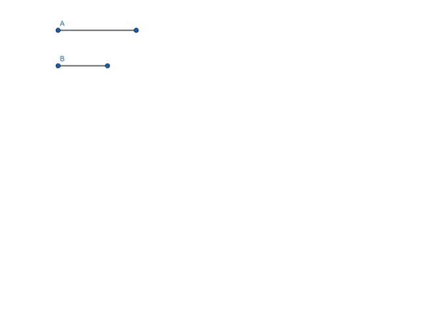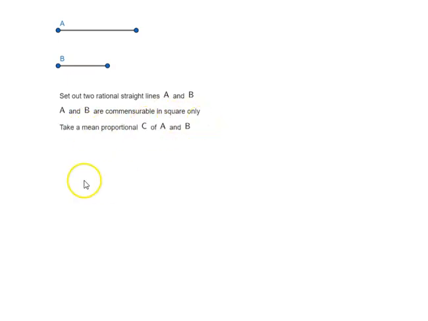So the first step is to set out two rational straight lines A and B such that A and B are commensurable in square only. Now take a mean proportional C of A and B. So let's take the mean proportional. We know how to do that. Let D be such that A is to B equal to C is to D. So we have to arrive at a straight line D such that A is to B equal to C is to D.